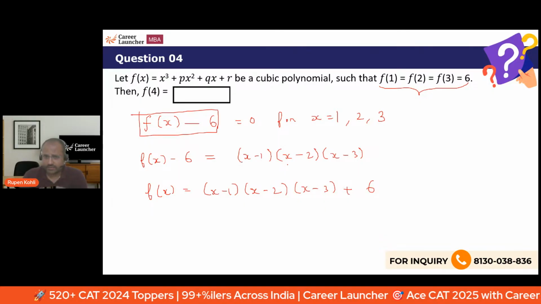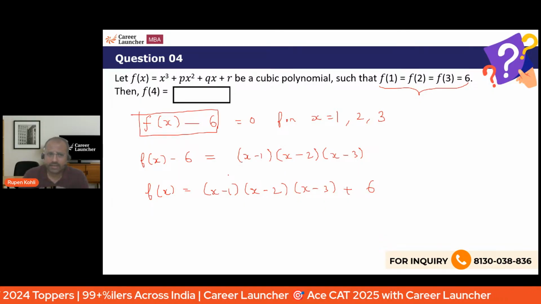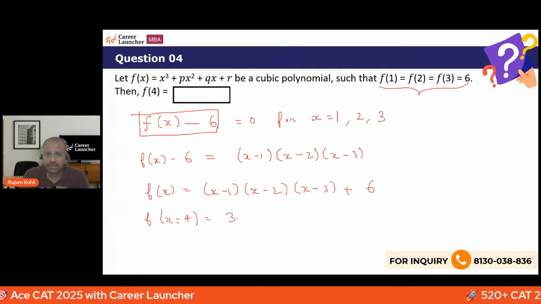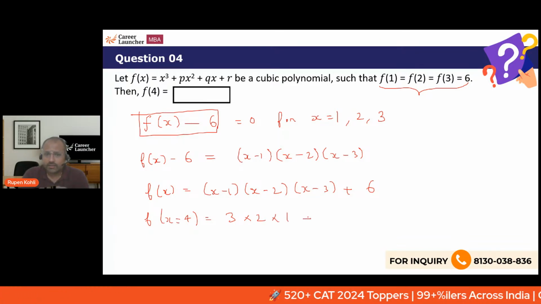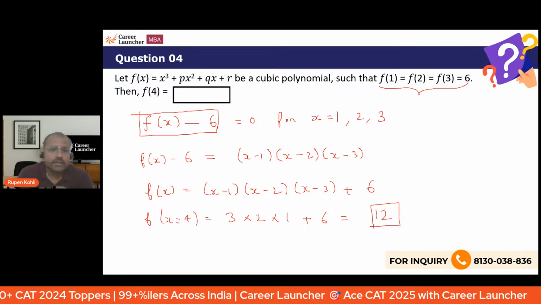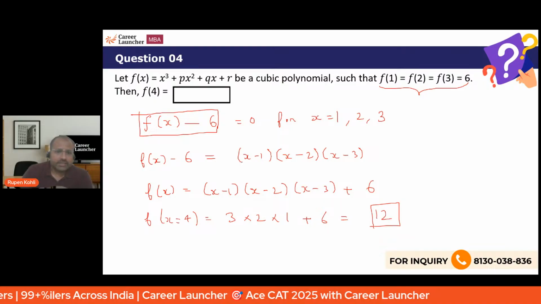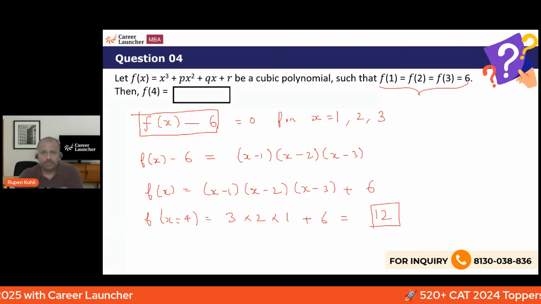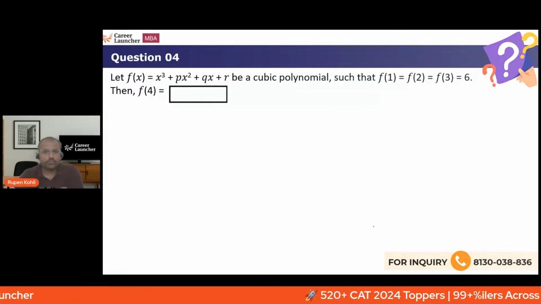So this is f(x). So what is f(4)? Now put x equal to 4 in this equation. Just put 4. So 4 minus 1, 3. 4 minus 2, 2. 4 minus 3, 1. 3 into 2 into 1 plus 6. 6 plus 6, 12. Right? That is what f(x) is, and that is what f(4) is, 12. Right? So next time you see this, you know what to do.